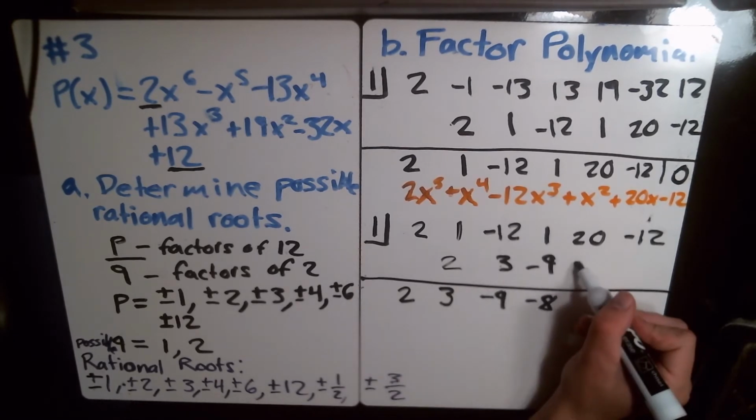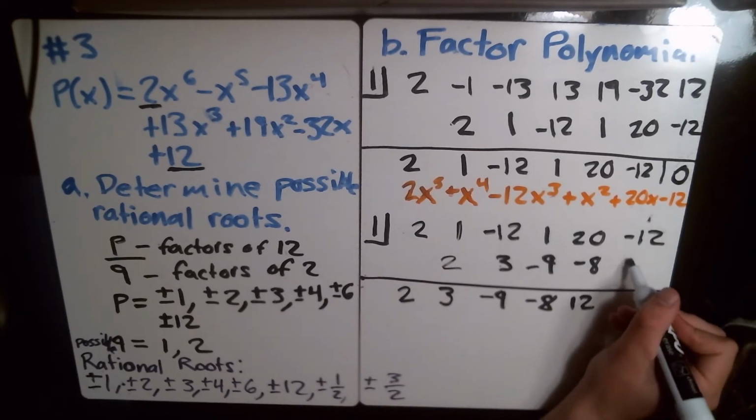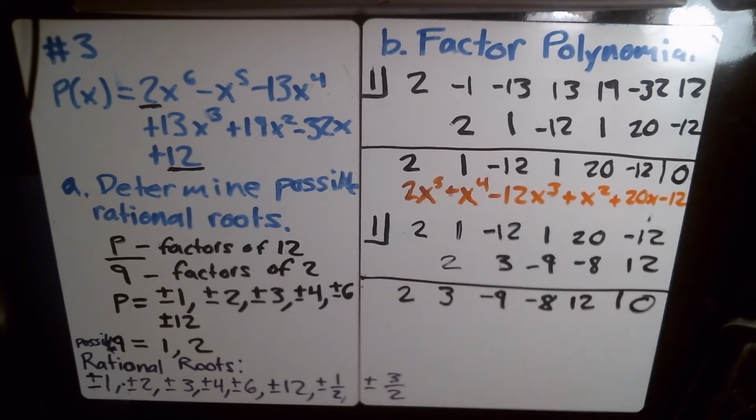-8 times 1 is -8. Add, 12 times 1 is 12. There we go. So 0 again. So far we've factored out two x minus 1s, right? So there's going to be an x minus 1 squared in there for sure. So now we're going to look at factoring this bad boy.